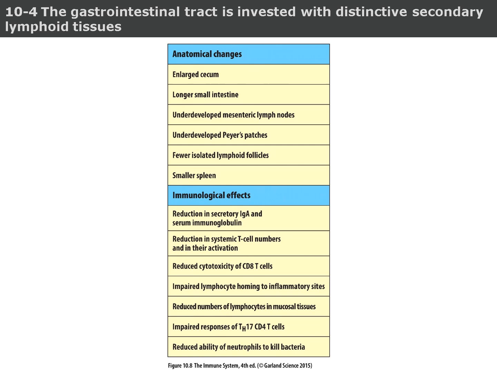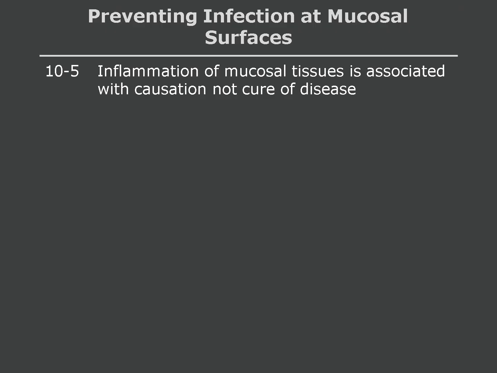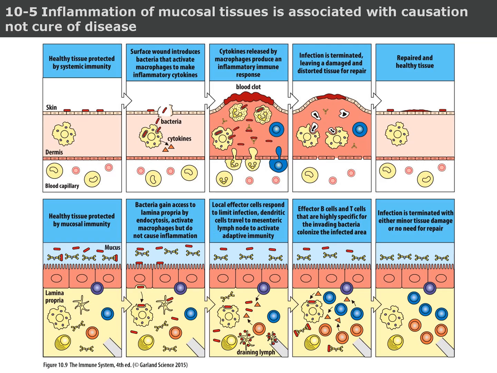Ultimately, the immune system becomes less efficient, particularly in the mucosal barrier, highlighting the essential role of a balanced microbiome in immune development. Inflammation of mucosal tissues is associated with causation, not cure of disease. This illustration contrasts the immune responses of the skin and the mucosal tissues.